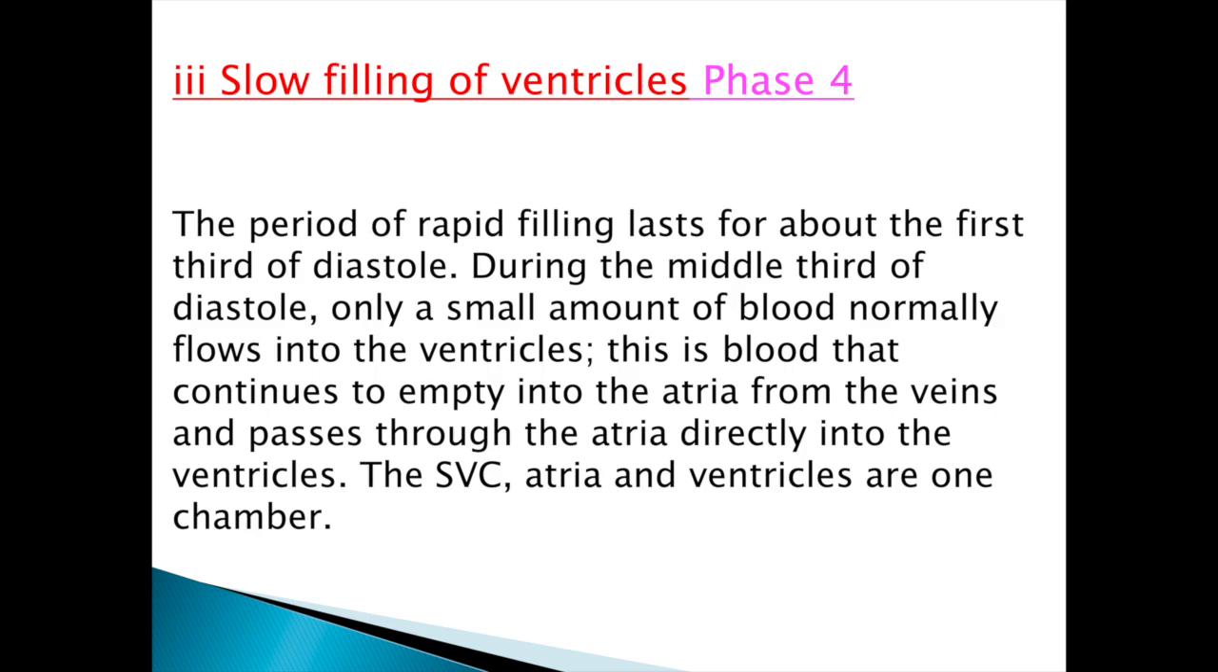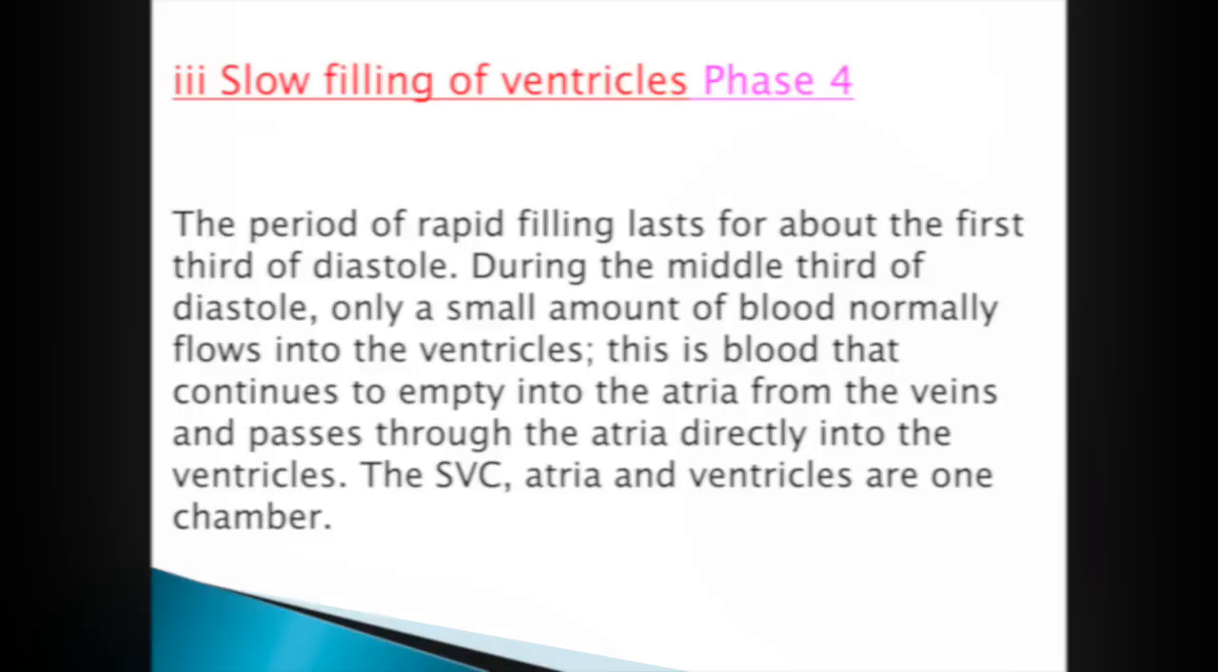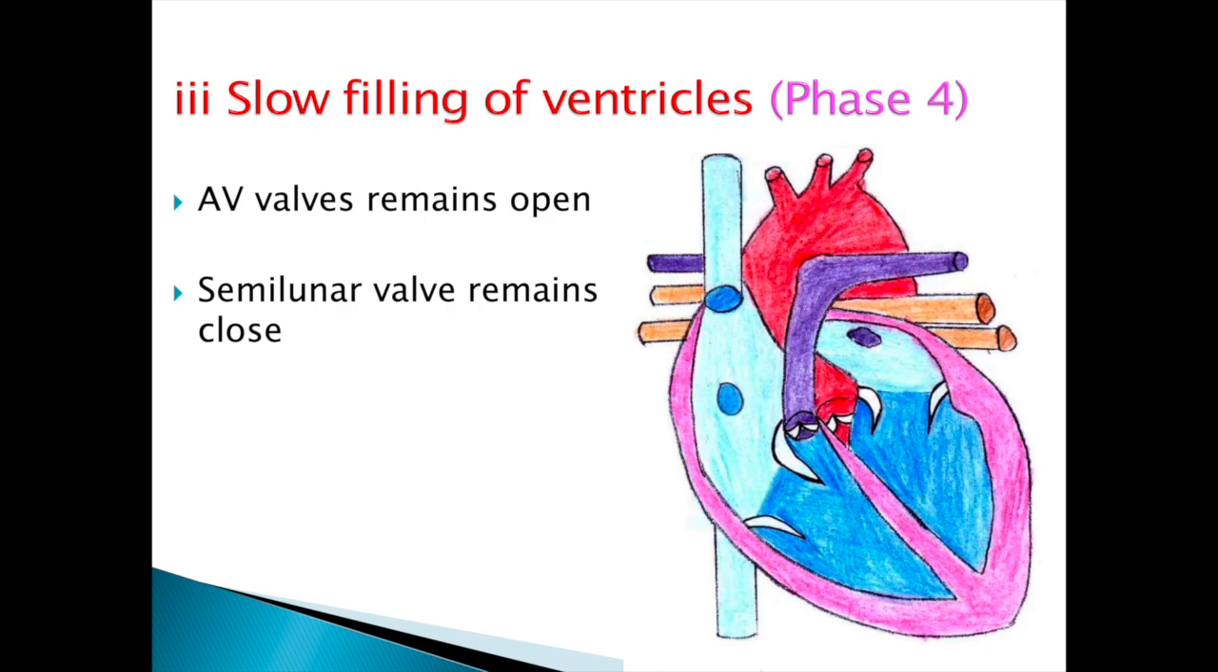Phase 3 of the ventricle and phase 4 of the cardiac cycle is diastasis. Diastasis means there is no activity in the heart at all. The atria are relaxed, the ventricle is relaxed, and all the blood coming from the superior vena cava and inferior vena cava comes to the atria and goes all the way to the ventricle. These are all one chamber. There is no movement except by venous return.